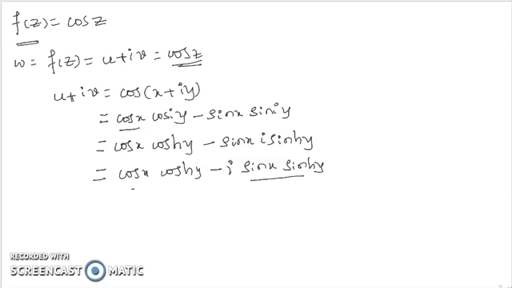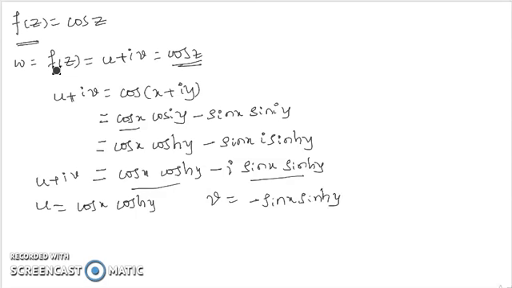So this is the real part and this is the imaginary part, so this is u plus iv. It means the real part u is equal to cos x cos hyperbolic y, and v is equal to minus sin x sin hyperbolic y.